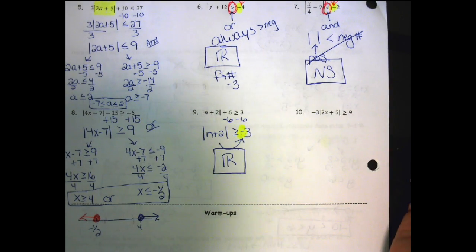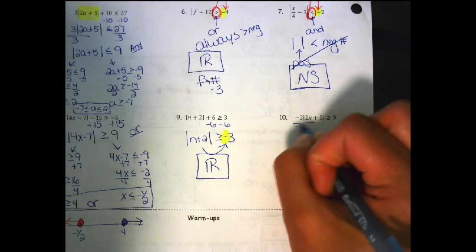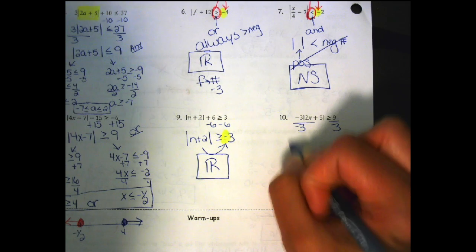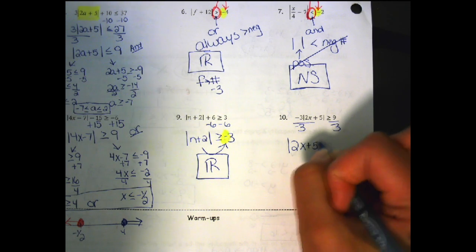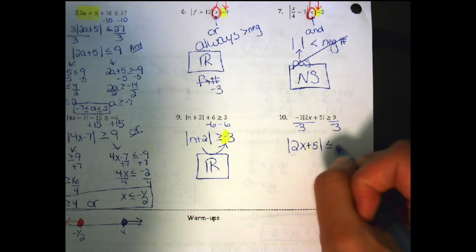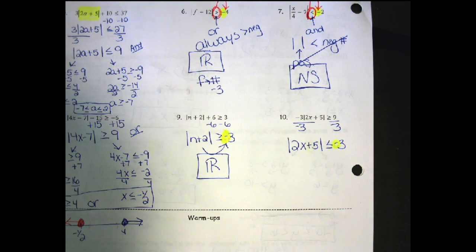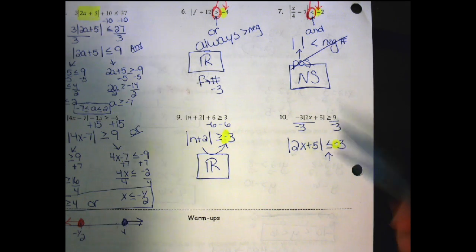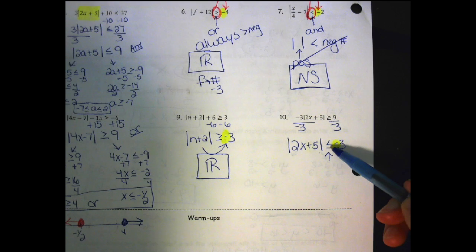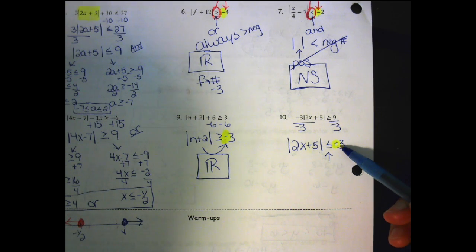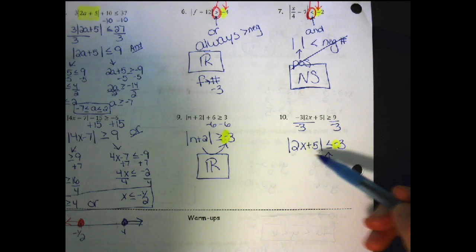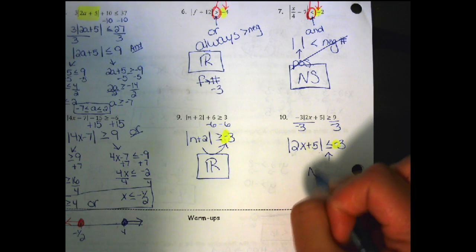Okay? Let's do the same thing on number 10. Let's get this absolute value alone. So let's divide off that coefficient. But remember, because you divide by a negative, you're going to have to reverse that symbol. Big red flag again. Negative. But notice your symbol. Will absolute value be smaller than a negative? No, it will never be. So this is a no solution.